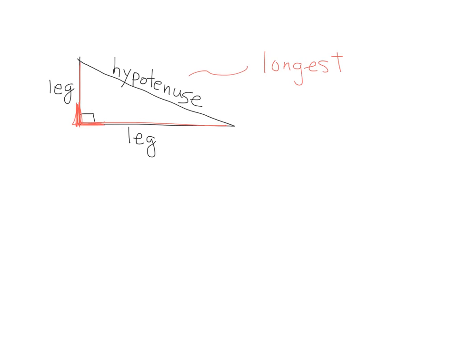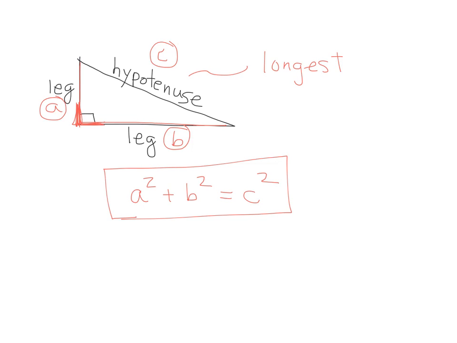So one of the legs is A, the other leg is B, and the hypotenuse is always C. So instead of writing leg squared plus leg squared equals hypotenuse squared, many times you're going to see A squared plus B squared equals C squared, okay? And it does matter. The hypotenuse is always C. Hypotenuse always goes here. The legs here, hypotenuse here.